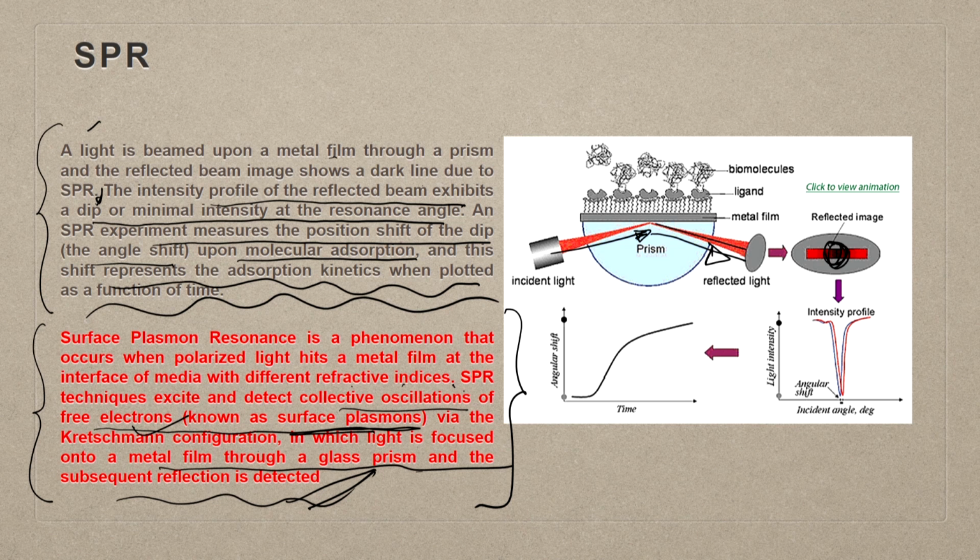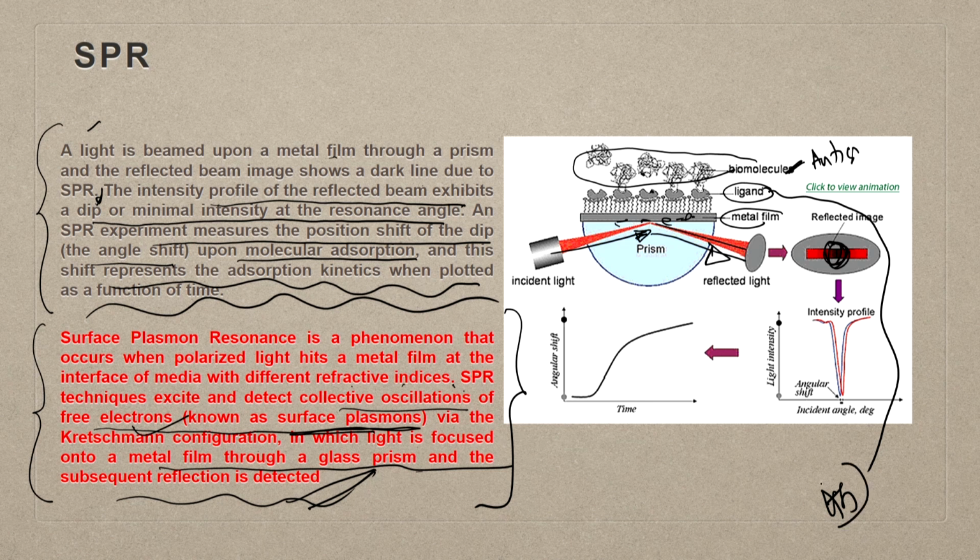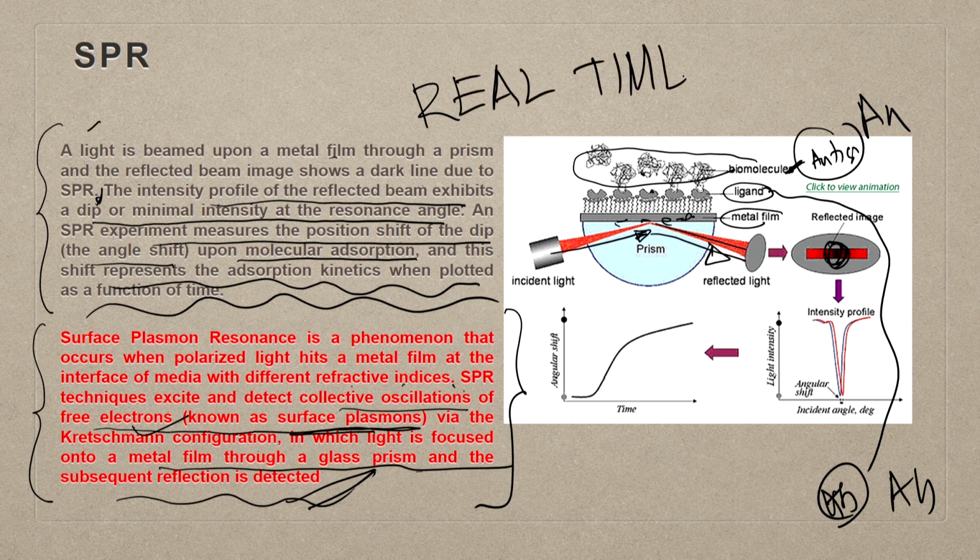Here actually the binding is taking place. Here you have the ligand, you have the metal film where the free electrons are hovering around or moving around, and here is the interaction which is happening between the ligand and the biomolecule. So say for example, if this is your antigen, imagine, and this is your, say, antibody. So this antigen-antibody reaction could be measured in real time. You're exactly seeing the interaction because you see a shift in the intensity profile out here.